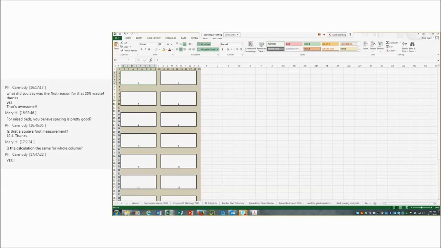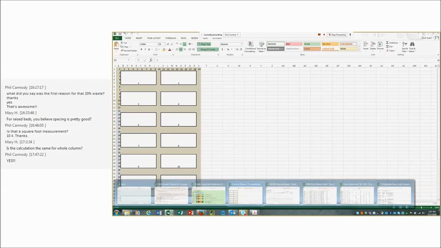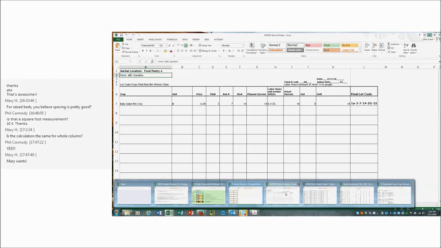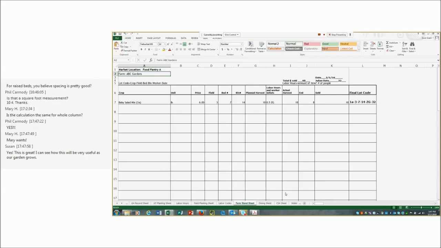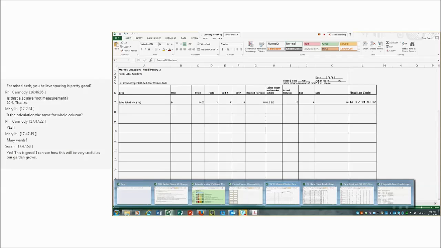So let's look. I want to show you some templates that I like to use. I can also send you these. So I pulled up another spreadsheet here. This should be a different spreadsheet. I believe this file is called the SSF 2015 record sheet.